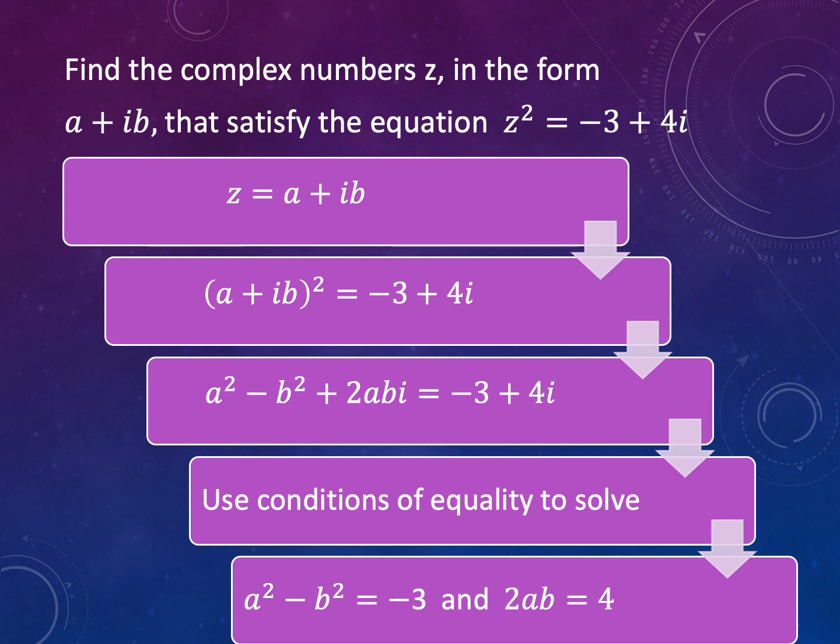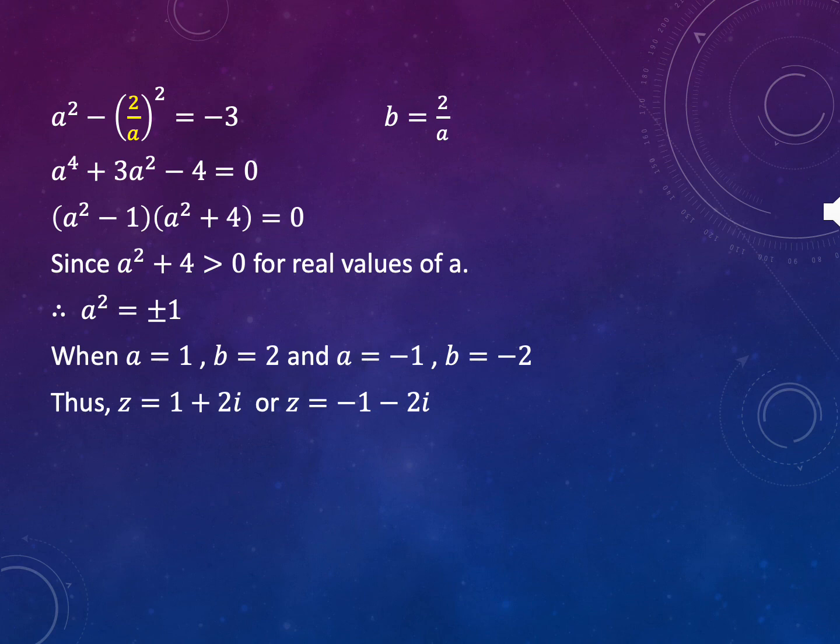So we do the multiplication of a plus ib multiplied with a plus ib, we get a squared minus b squared plus 2abi equal to negative 3 plus 4i. So we use the condition of equality to solve. So real part equal to real part. The real part a squared minus b squared equal to negative 3, and the imaginary part 2ab equal to 4. From the second equality, we obtain ab equal to 2.